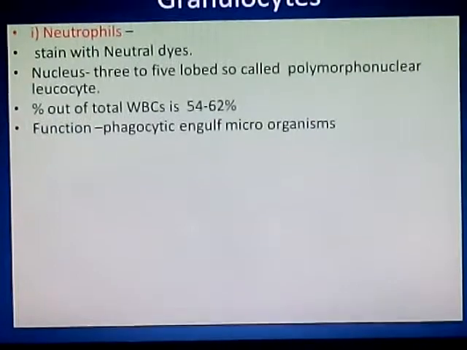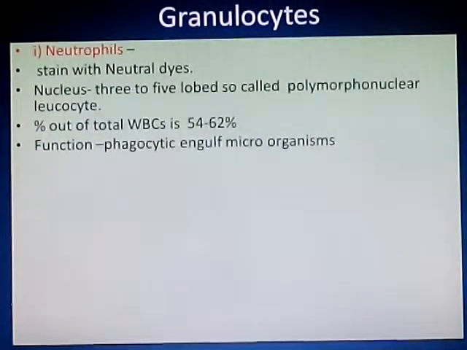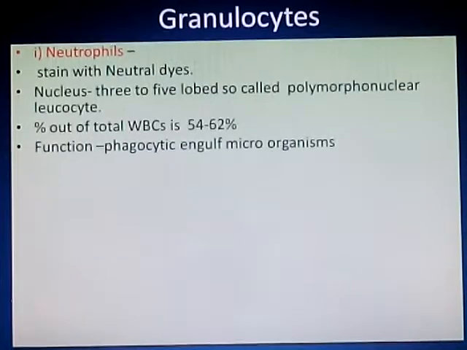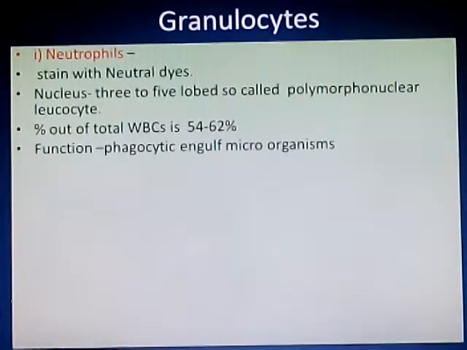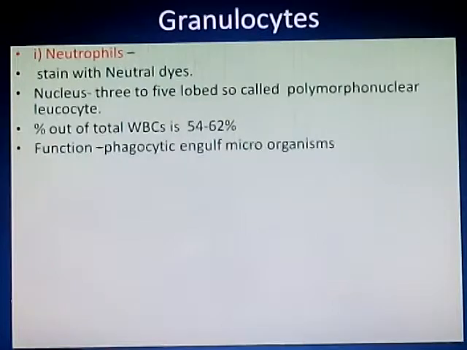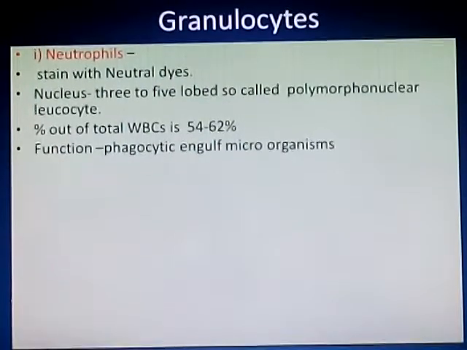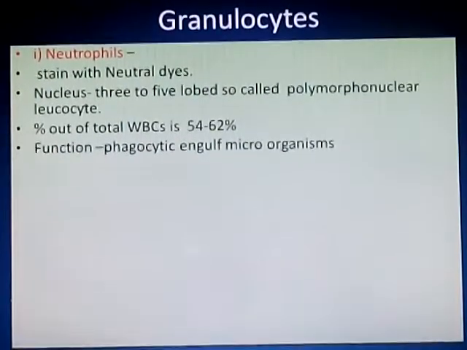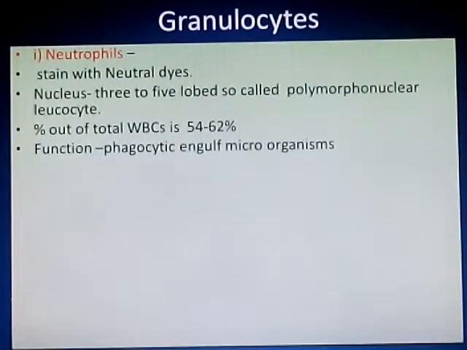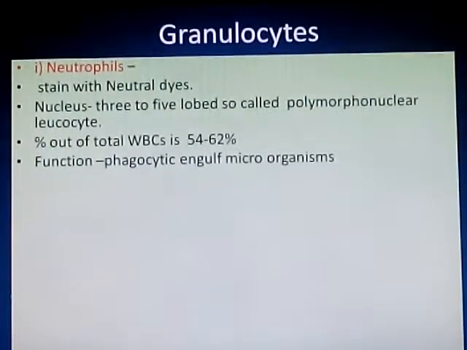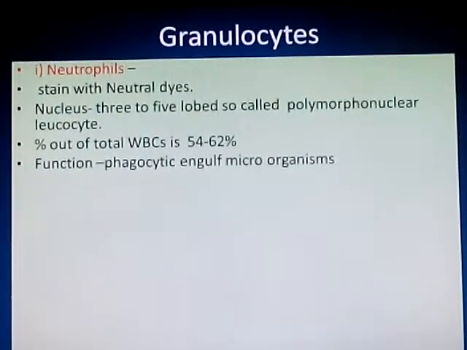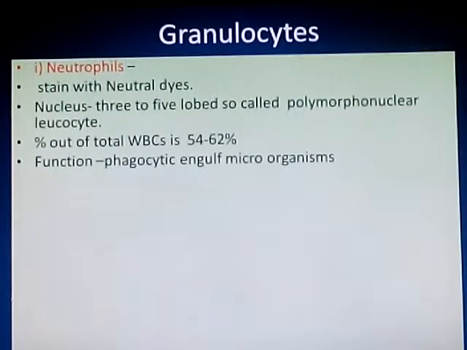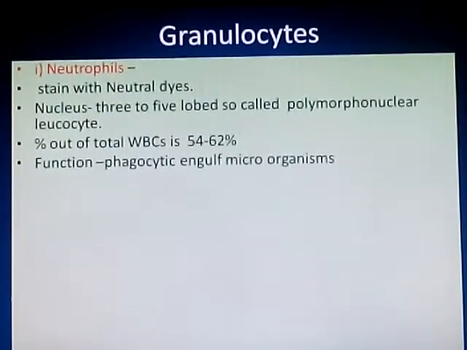Neutrophils are phagocytic in nature. They engulf microorganisms as well as antigen-antibody complexes. When microorganisms invade the body, they are killed with the help of the formation of an antigen-antibody complex, and then this microorganism is engulfed by the neutrophil. So this is about the first type of granulocyte.